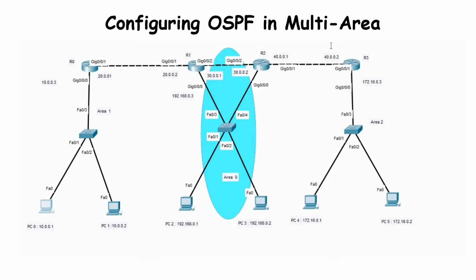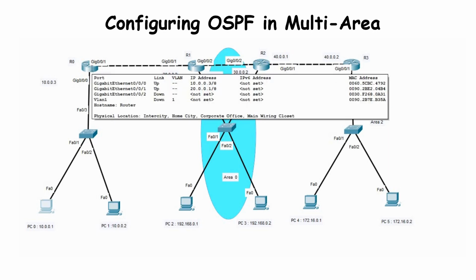So let's go ahead and configure OSPF. Router 0 is part of area 1. We'll go ahead and configure router 0 as area 1.